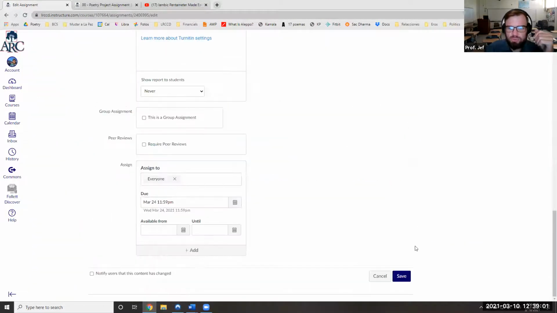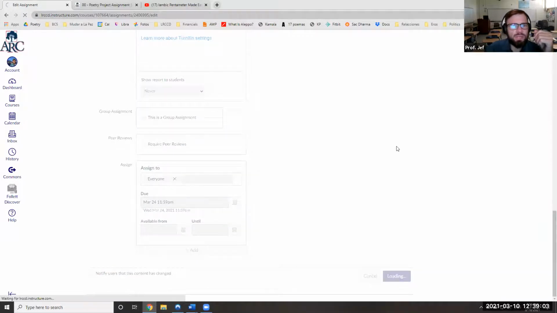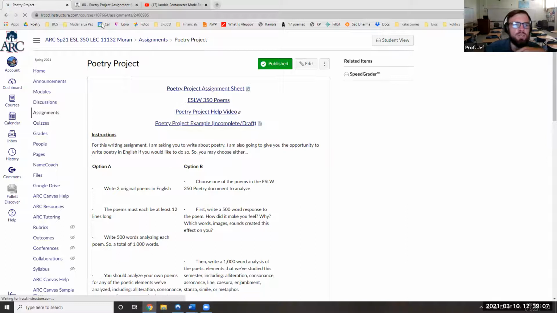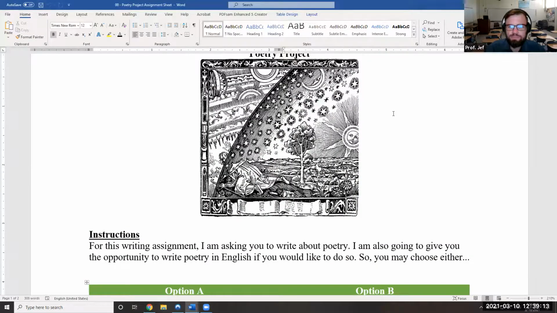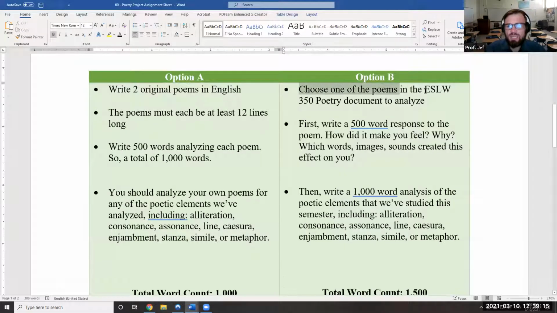Right, so people already asked great questions about how we are going to do this. What's the structure? What should it look like? So that's what I wanted to start with. Okay, so when I say here in option B, choose one of the poems in the ESLW 350 poetry document.